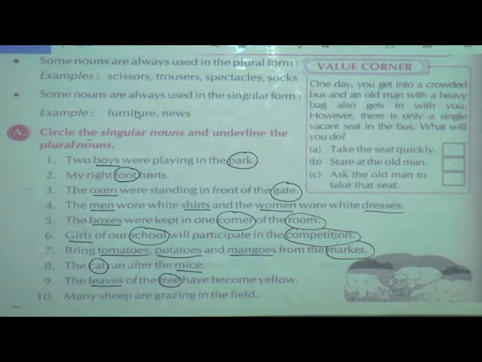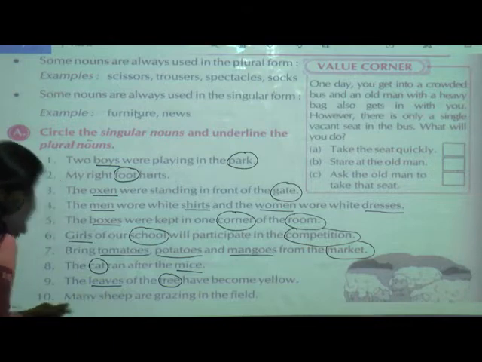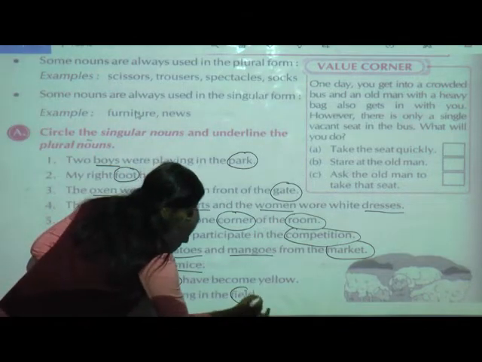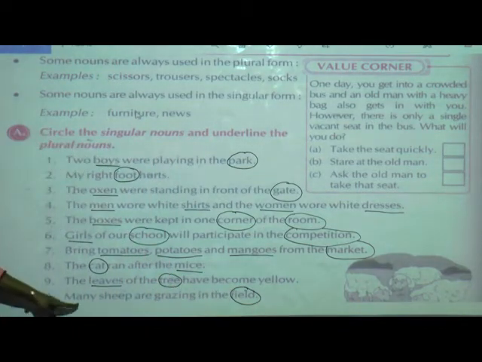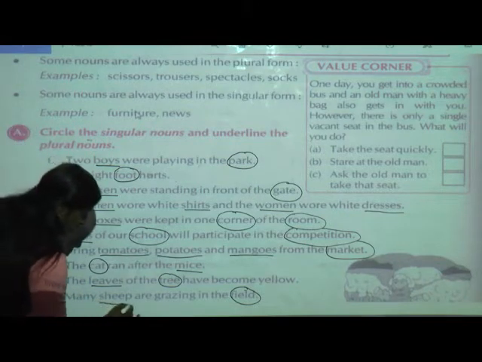Many sheep are grazing in the field. Okay, so sheep is singular over here. So I am going to circle. Okay, many sheep are grazing in the field. Field is singular, so I am going to circle field. But here if you see, many sheep they have told, means it has become plural over here. So I am going to underline the sheep.